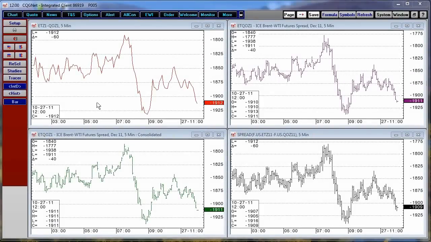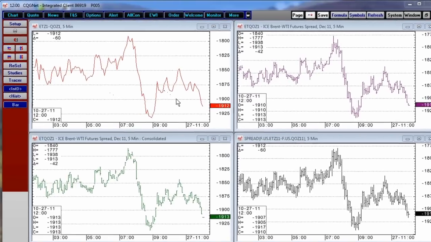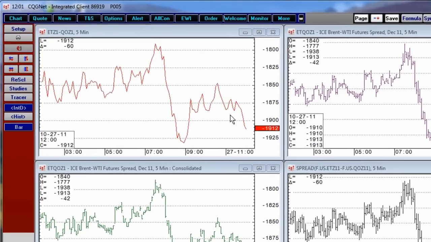Okay, in this video we're going to take a look at the history of spread quotes in CQG. We have four charts here on the screen. All four of those charts are the same spread. It's the ICE WTI crude contract versus the Brent crude contract. In the upper left-hand corner we have a 5-minute chart.